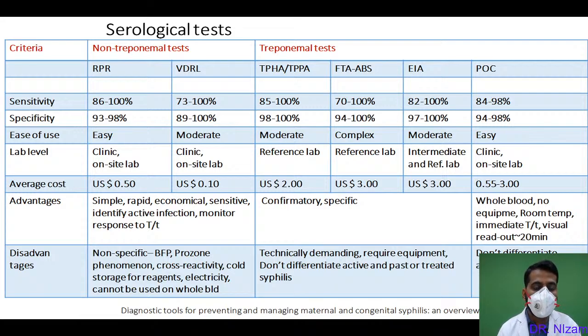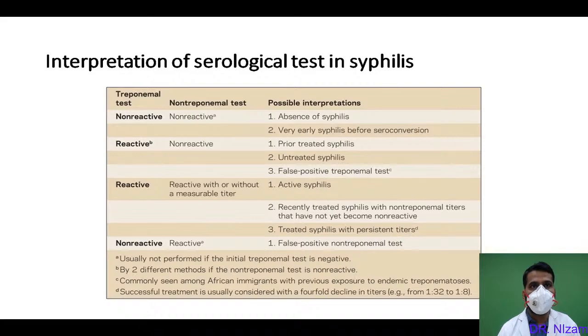The disadvantage of the non-treponemal test is that it is non-specific. As we have seen, it is biologic. It can have biological false positives, prozone phenomenon, cross reactivity, and requires cold storage of the reagents and electricity. All these things are required for the non-treponemal test. Coming to the disadvantages of the treponemal test, it is technically demanding, requires equipment, and doesn't differentiate between active, past or treated syphilis. So is the case with the rapid point of care test, which does not differentiate between active or past infection.